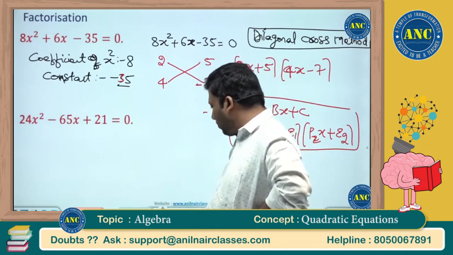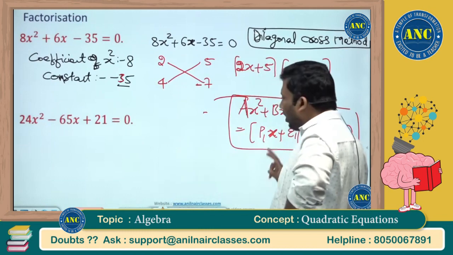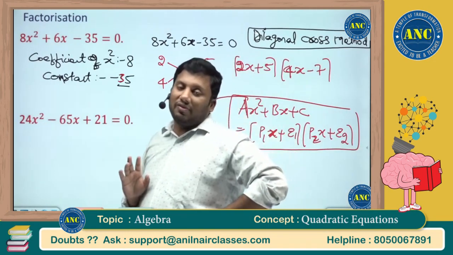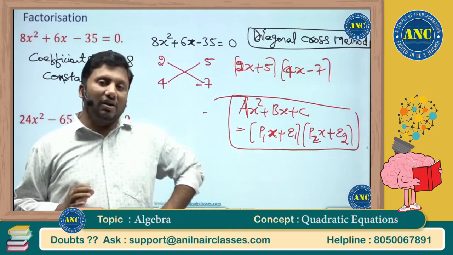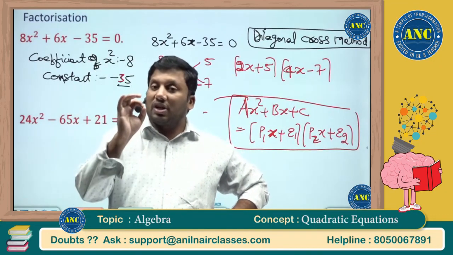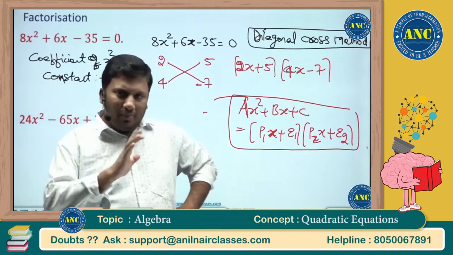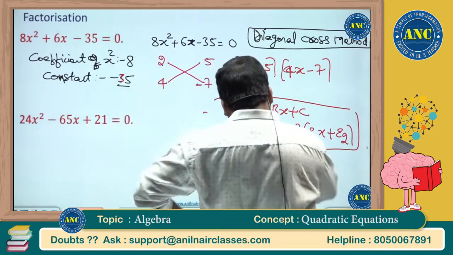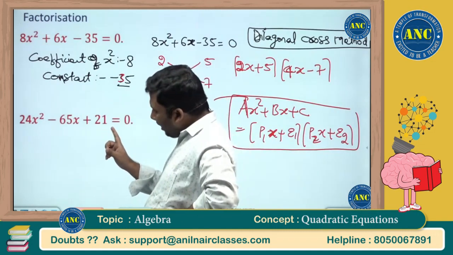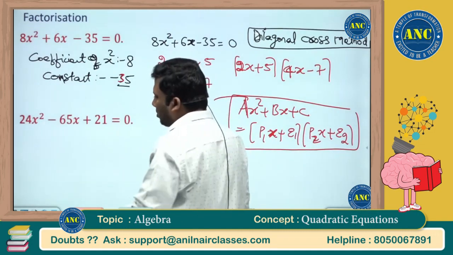Let us do one more problem. The more problems you solve, the more helpful the diagonal cross method will be. Especially if you are writing a bank examination, quadratic equation comparison will be there. It will be extremely helpful for you. Make a note of this point: 24x square minus 65x plus 21.